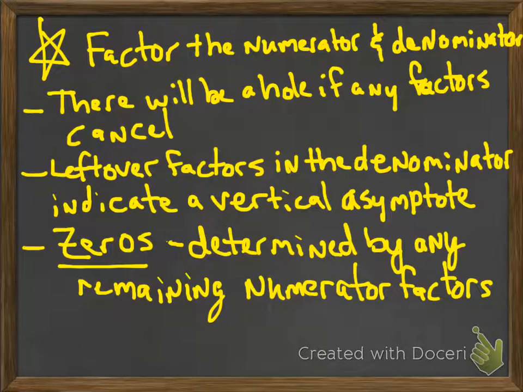So there's a lot to cover here. With rational functions, when you want to graph them, if they're not in the other format, the transformation format, we need to make sure that we factor the numerator and denominator. There will be a hole if any factors cancel. Leftover factors in the denominator indicate a vertical asymptote. So keep in mind there's possibilities to have more than one vertical asymptote. Zeros are determined by any remaining numerator factors. Those are where they cross the x-axis. So make sure you've got all this. This is something to keep in mind and keep on your note card.